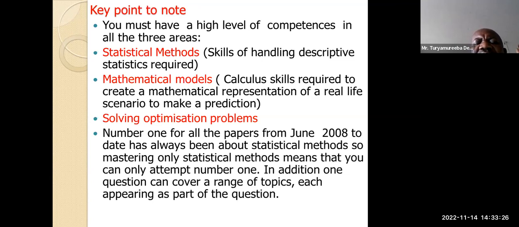They can find the dispersion. They can draw a histogram. But they forget that all the knowledge they have is about statistical methods. If all your knowledge, even if you are getting 100% on it, is on statistical methods, you will fail the paper because the paper will have to be balanced to include the statistical methods and the mathematical models and solving optimization problems.